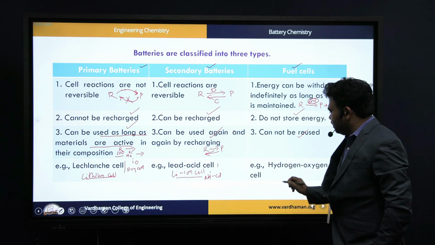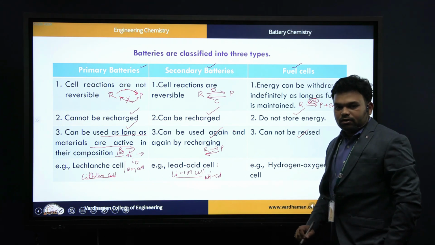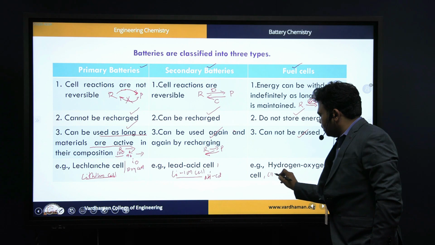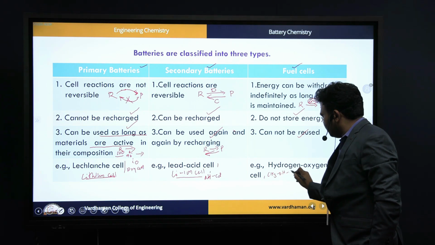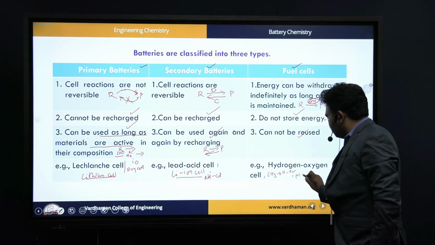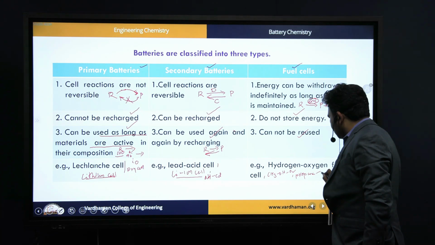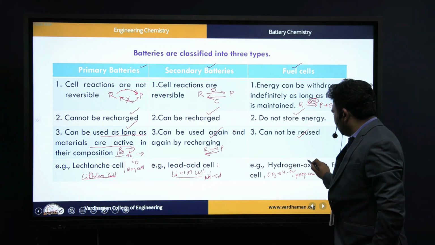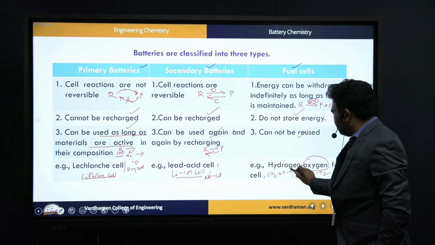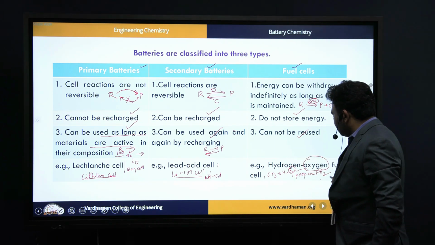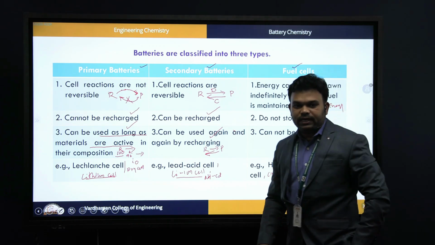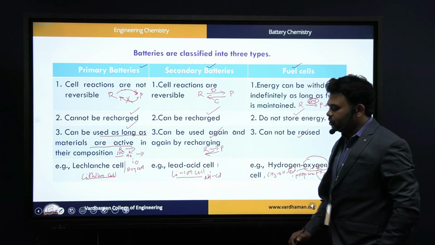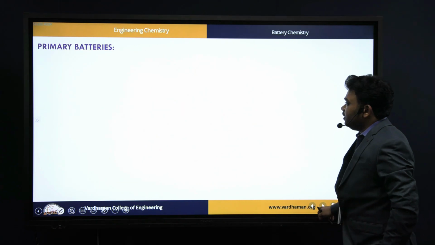Next, fuel cells. An example we can take is the hydrogen oxygen fuel cell. We can also take another example, the methanol oxygen fuel cell, and also the propane oxygen fuel cell. Here we can understand one common thing present in all fuel cells: oxygen, which acts as an oxidant that is stored outside of the cell and is used for the combustion reaction. And these are the differences.